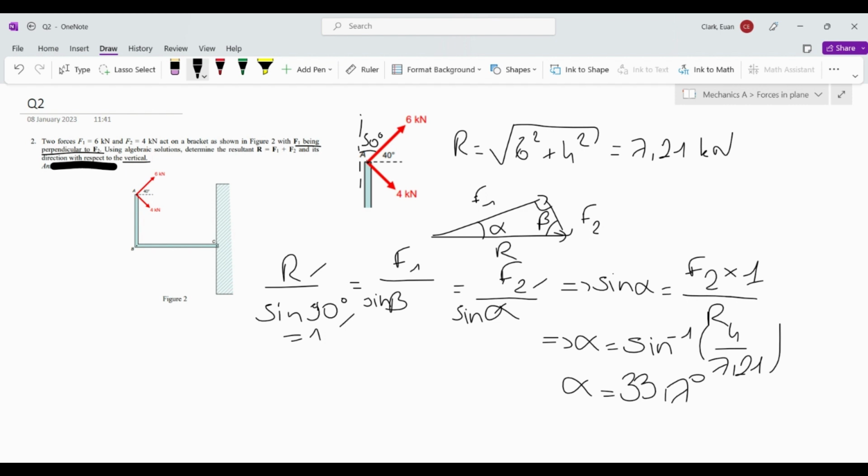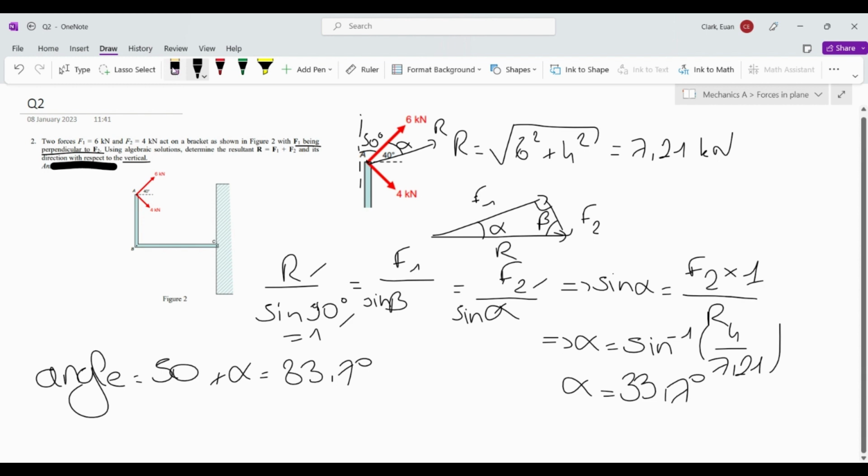And now we have the angle. Let's imagine the result of this here, R. And now we have this angle here, which is alpha. And now the angle between R and the vertical is simply 50 plus alpha. So let me just write that here. It's 50 degrees plus alpha, which is equal to 83.7 degrees. Perfect. So you can see here, everything is correct.